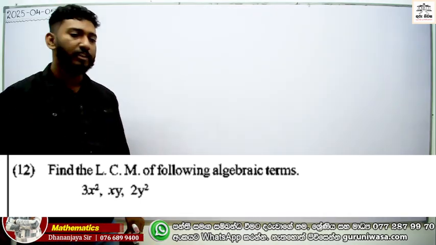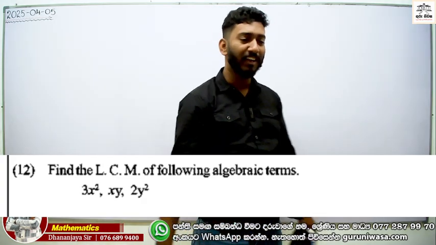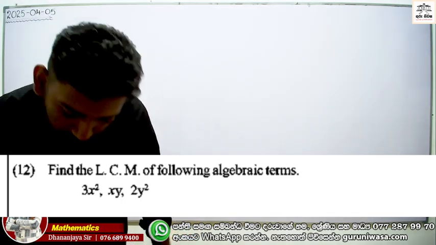Right. 12th one, LCM, we did that last lesson. මතක last lesson එක, හදවතක් ගාලා මාරම ලේසි. 3x squared, xy and 2y squared.